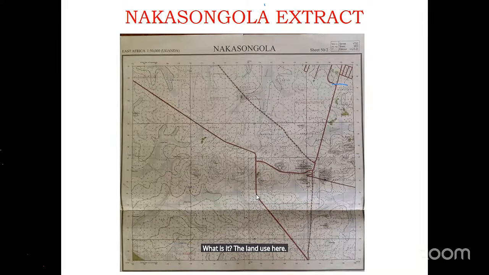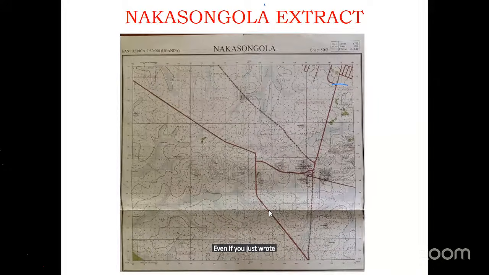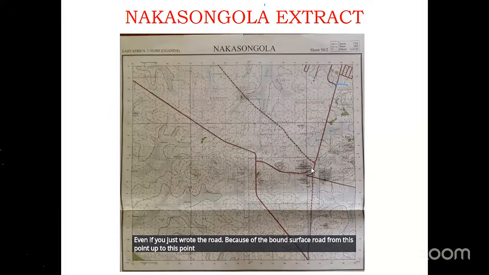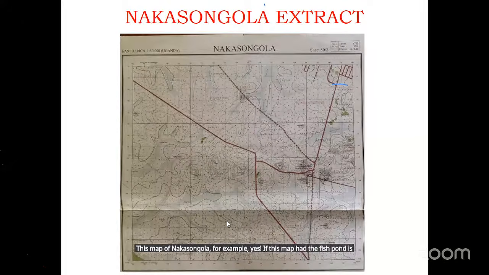Road transport. The land use is road transport because of this road, even the loose surface road from this point up to this point, from this point up to this point. Loose surface road from here up to there. Land is being used there. Now, are there some land uses that are not on this map of Nakasongola, for example? Yes. If this map had fish ponds anywhere, we would say fish farming.